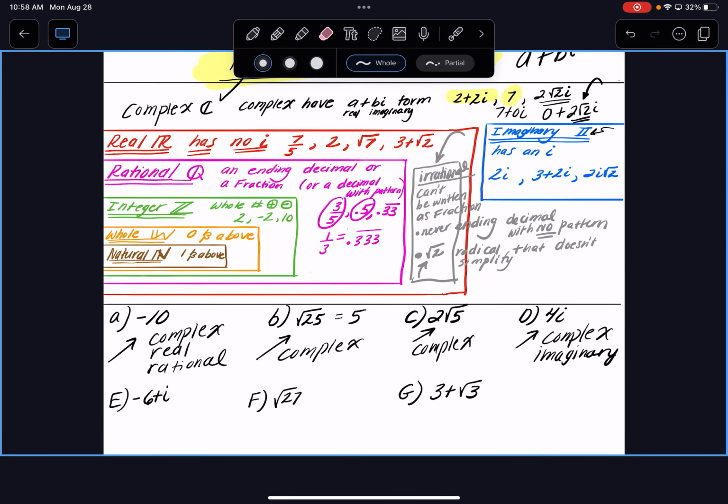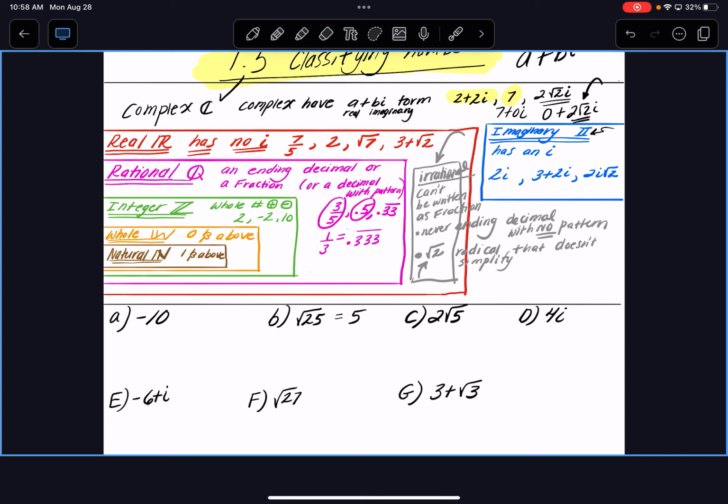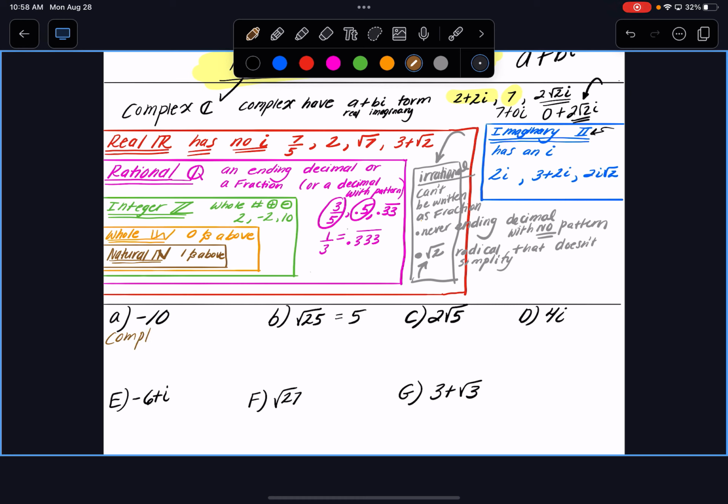All right, so you basically just go through the process. I'm going to erase and start over here. I look at, for example, -10, and I say this is a complex number. It's also real. It's also rational. Then I move on and ask, is it an integer? Yes. Integers are whole numbers, positive and negative. But it is not whole or natural because they can't be negative: 0 and above, 1 and above.